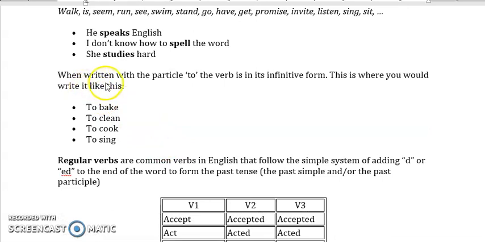Another explanation here. When written with the particle to, kalau ditulis dengan particle to, the verb is in its infinitive form. This is a new name. Infinitive form, where you are going to use V1, kata akar, root word, basic word or basic verb: to bake, to clean, to cook, to sing. No addition or no suffix, imbuhan belakang: ing, ed, ied, s, and so on.